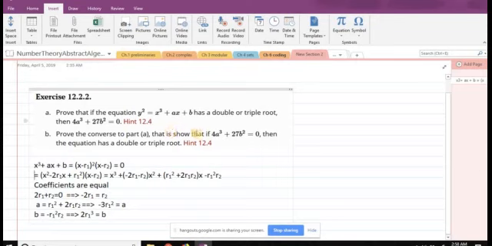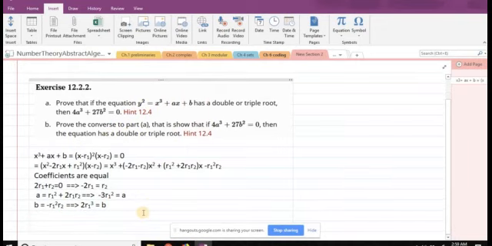So you want to show that if 4a cubed plus 27b squared equals 0, then the equation y squared equals x cubed plus ax plus b has a double or triple root. So you certainly want to use a similar method. But how exactly do you do that?